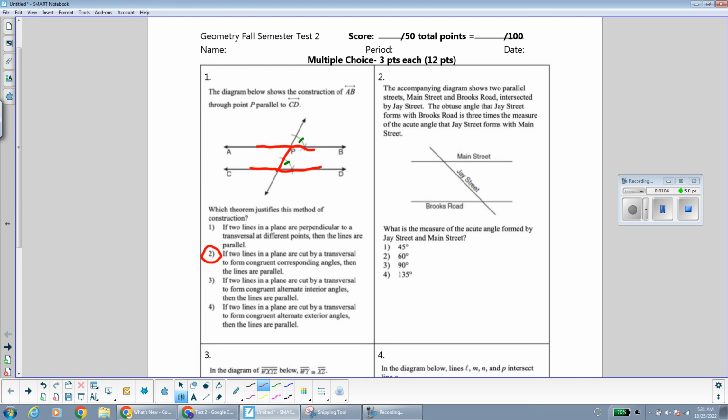Question number 2 is asking us for the acute angle formed by J Street and Main Street. So that's that angle right over there. We are told that the obtuse angle that J Street forms with Brooks Road, so that one's acute, that one's obtuse, is 3 times the measure of the acute angle that J Street forms with Main Street. So this is the acute angle that J Street forms with Main Street, so I'm going to label it x.